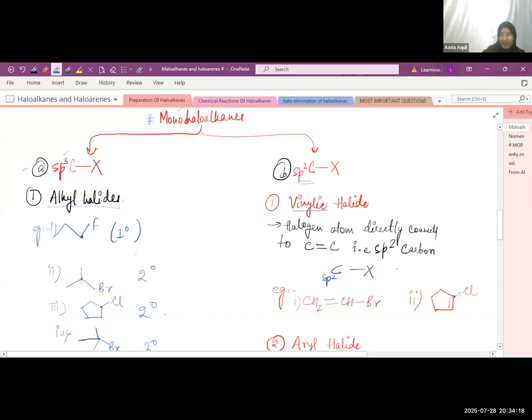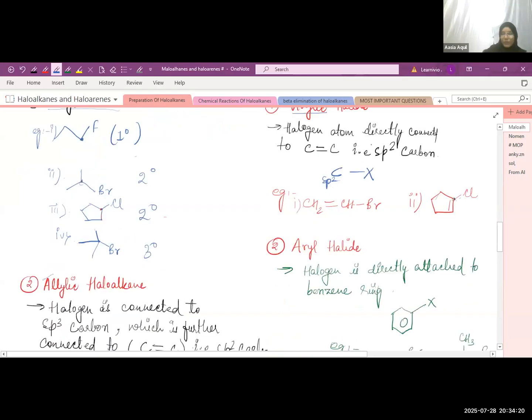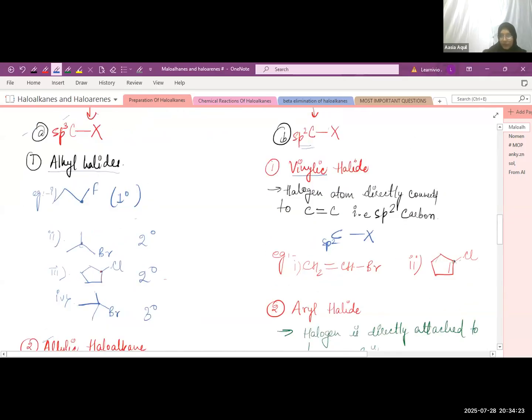Suppose this example, see the example here, CH2=CHBr, right? You can see this halogen group is directly attached to an sp2 hybridized carbon. This is your sp2, carbon-carbon double bond, right? So this is a vinylic halide. Similarly, in this case, this chlorine is attached to this carbon, and this carbon and this carbon have a carbon-carbon double bond. So basically this is your sp2 hybridized carbon, so this is your vinylic type of halide.